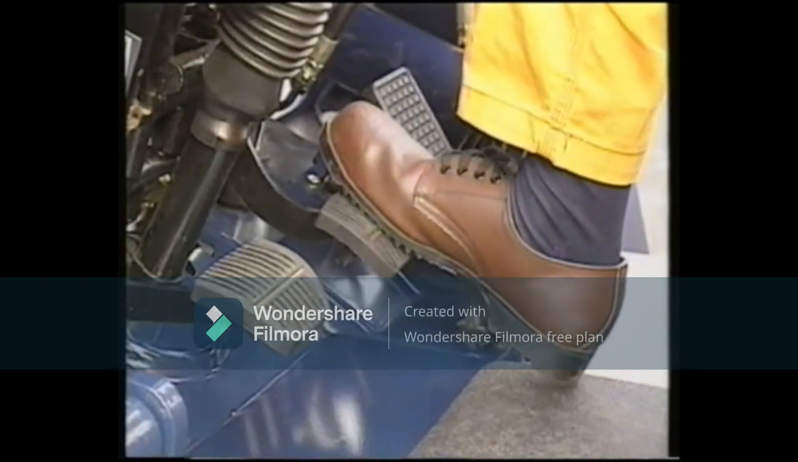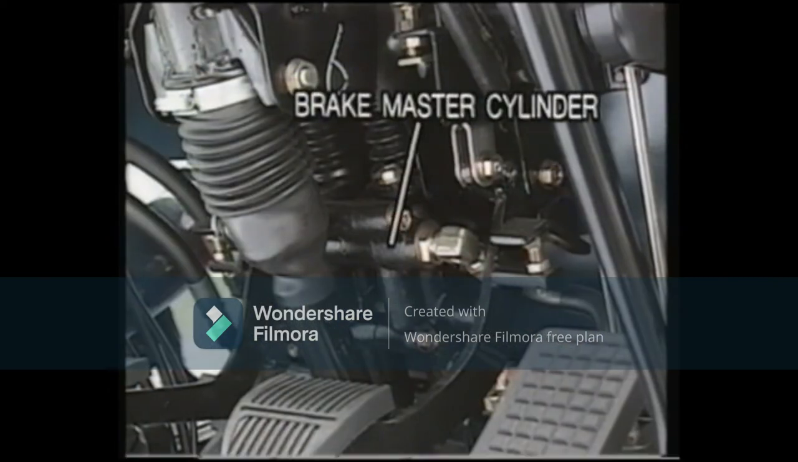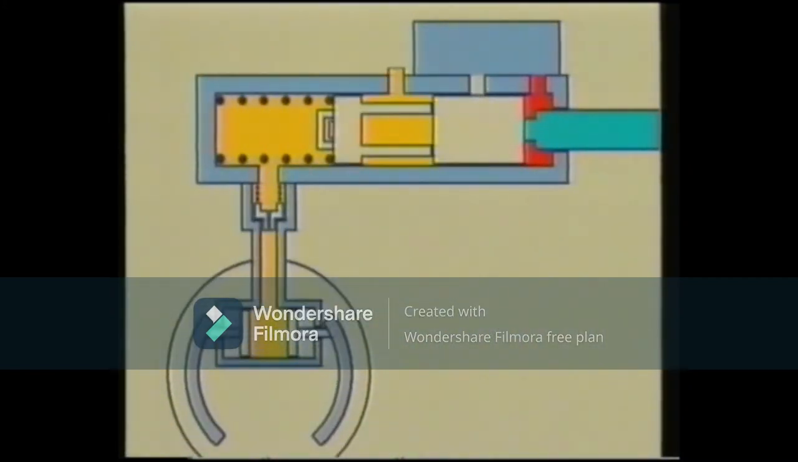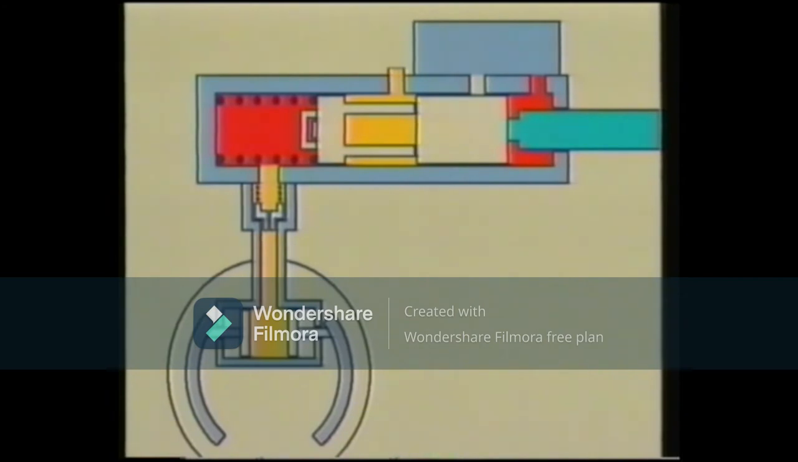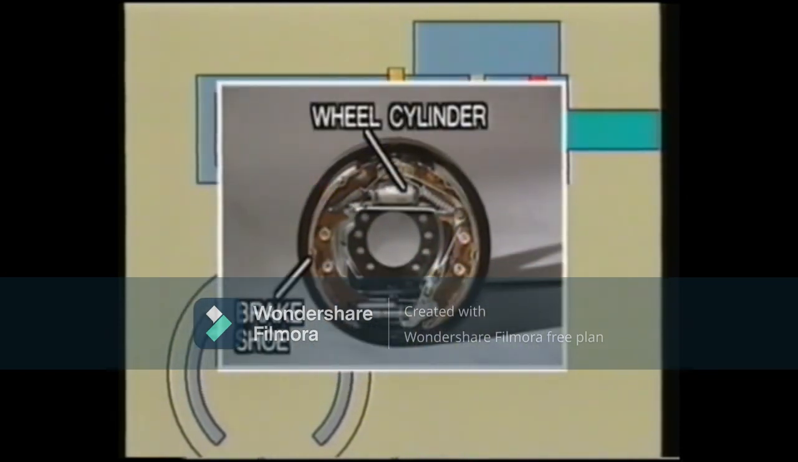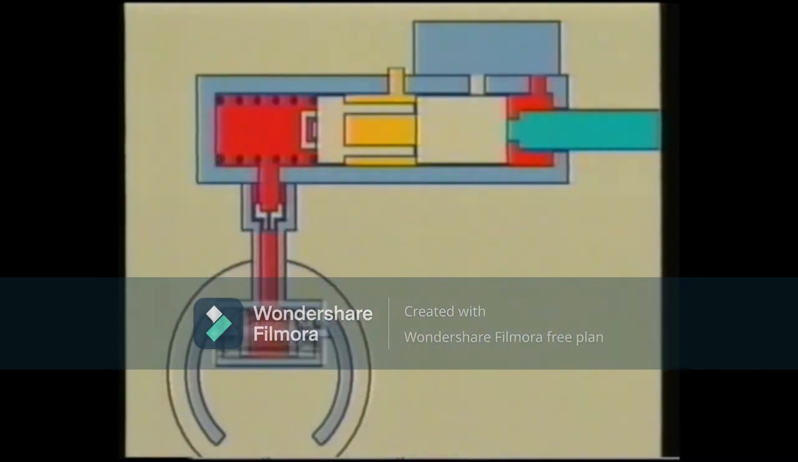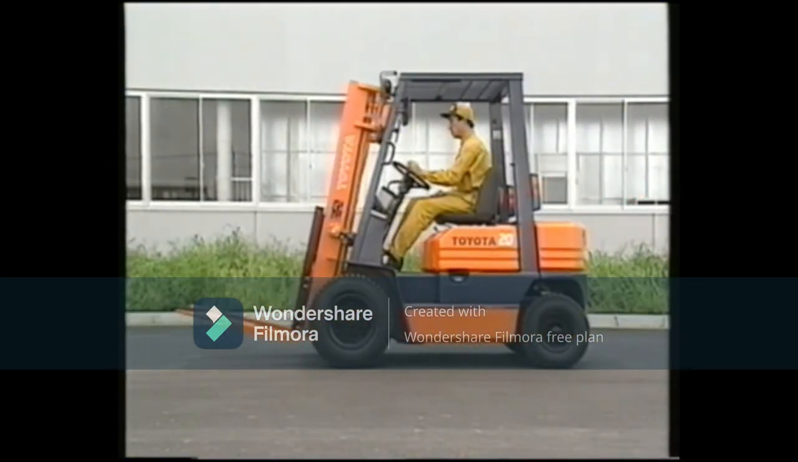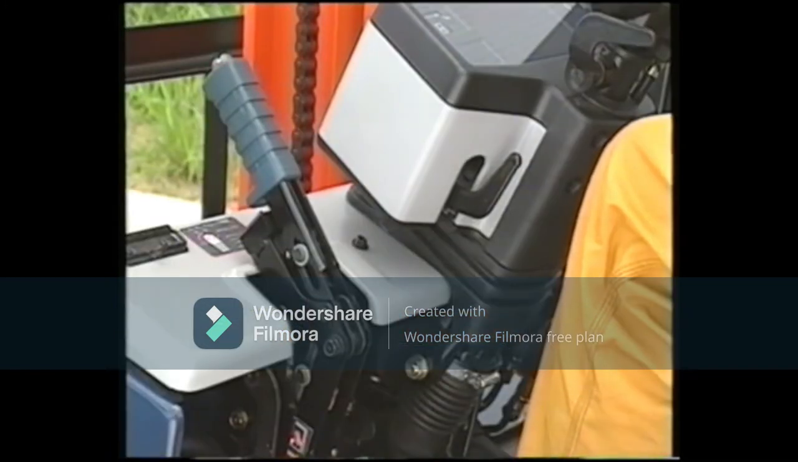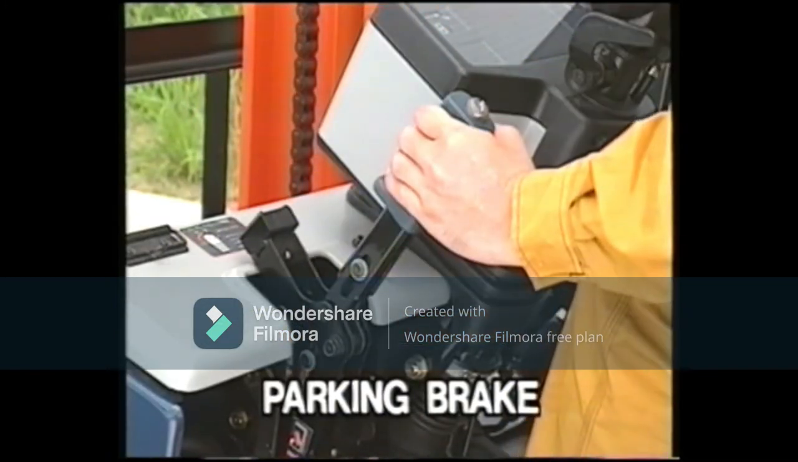The brake system includes the brake pedal and the brake master cylinder that is activated by the brake pedal. As the brake pedal is depressed, the piston of the brake master cylinder displaces the fluid and pushes the piston of the wheel cylinder at the brake unit of the front wheel. The brake shoe is pushed against the brake drum, and the wheel is caused to stop by the friction force of the drum. Forklifts also have a parking brake.